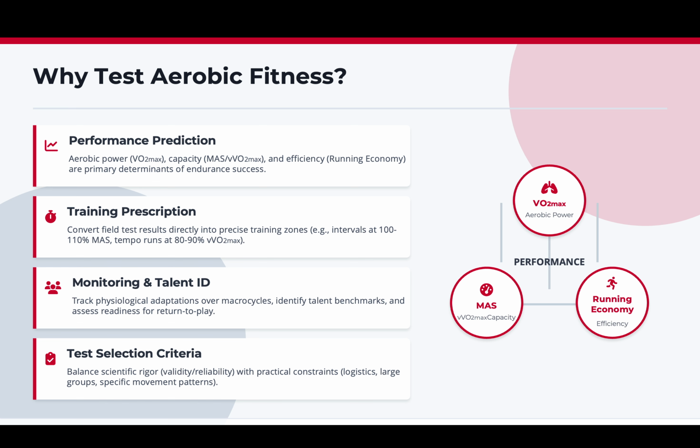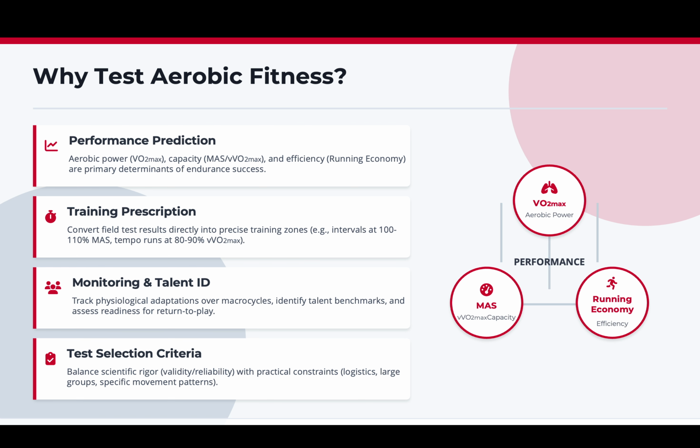So why test aerobic fitness or capacity? Basically, because this is a performance prediction. The aerobic power, VO2 max, and the capacity, maximal aerobic speed, and efficiency are primary determinants for endurance success. This helps you out in a training prescription.